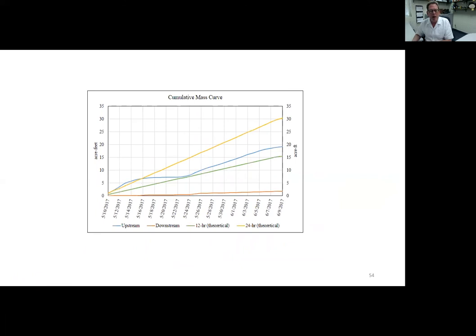If we look at how much sediment came in during that 2-month period, the upstream, this is how much sediment came in during about 6 weeks, about 20 acre feet. This is how much we removed, about 2.5 acre feet by our dredging operation. Had we been able to dredge 24/7, we would have been able to remove 30 acre feet. And had we been able to dredge 12 hours continuously for that 6-week period, we would have been able to remove the incoming sediment.